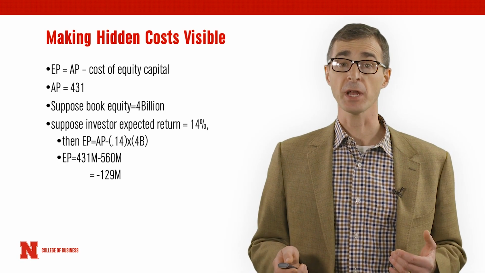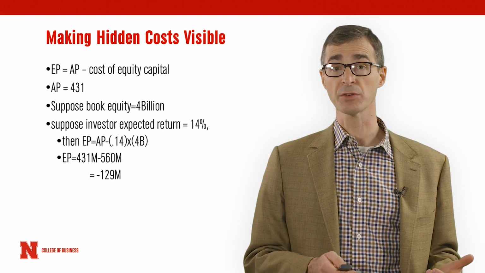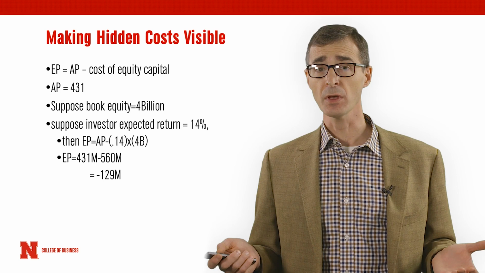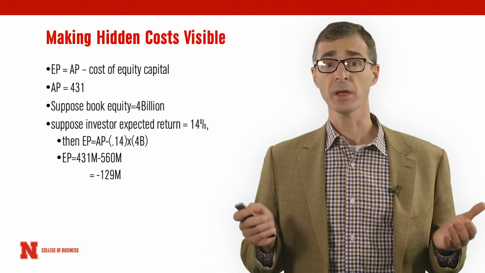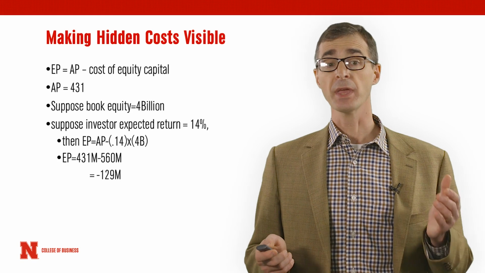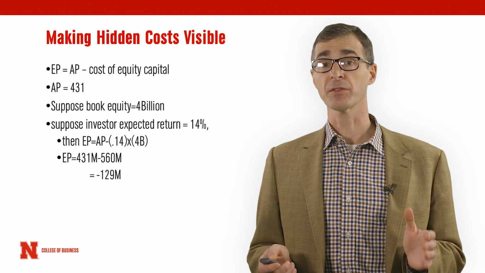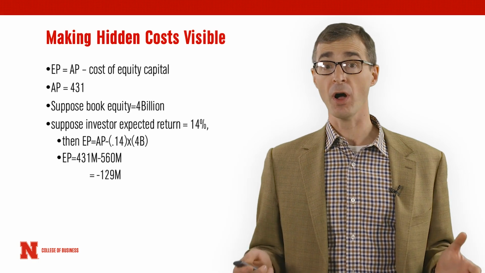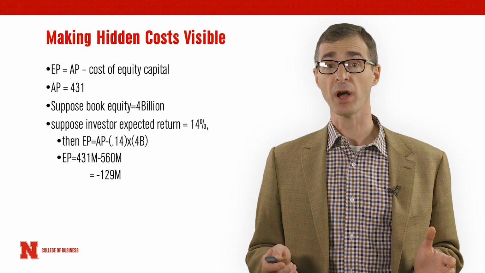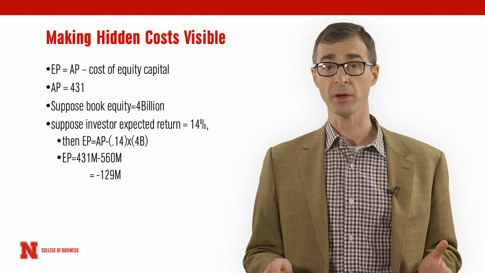What that means from an economic standpoint is that the equity holders, who had supplied 4 billion of equity and were expecting a 14% rate of return, implicitly expected 560 million British pounds in profit every year. The economic profit takes the actual net income, 431, minus the expected or required cost of equity capital, 560, and we find that in this case the economic profit is actually negative, a negative 121 million British pounds.